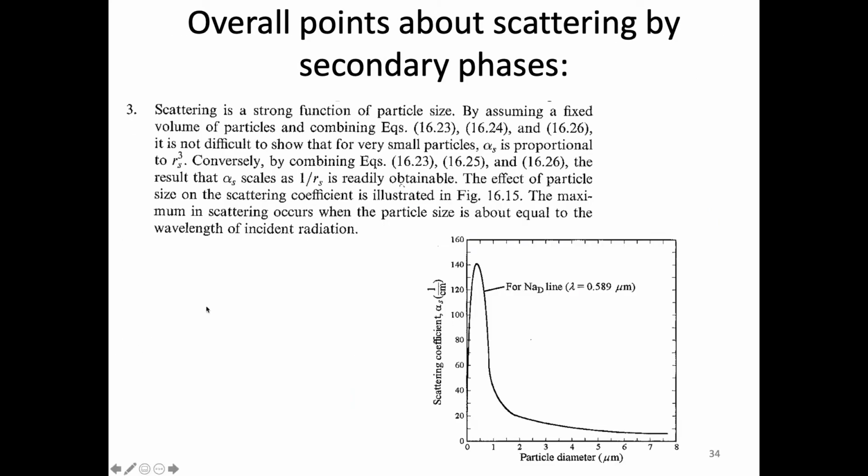And again, this is just showing you the extent of size and scattering. So we see that at this particular size, scattering occurs. For this particular wavelength, scattering is highest at this particular diameter. So the reverse is true as well, where blue light typically is more effective at scattering than other wavelengths.